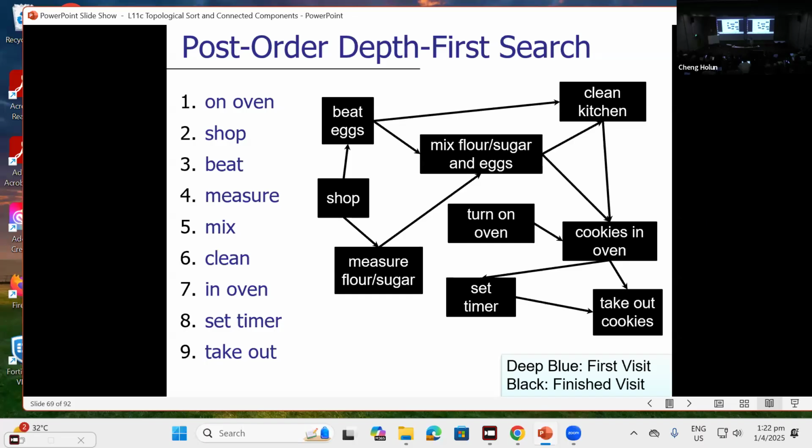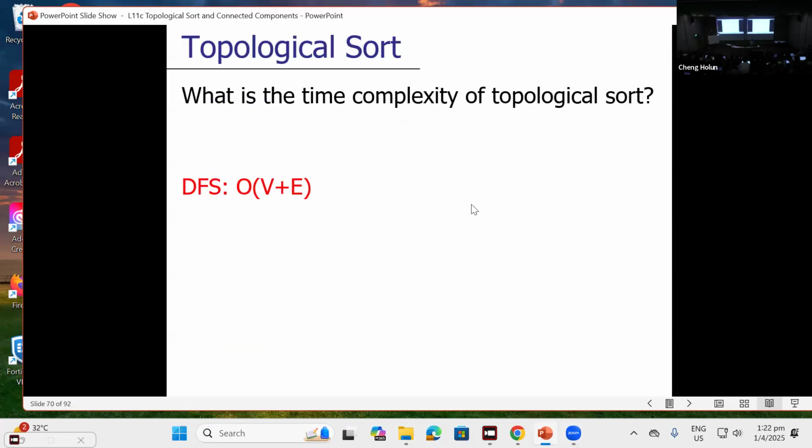Unless, let's say, maybe I want to add one more edge here to make it safe. So I must finish shopping before I turn on the oven. Then you create another order. Then you can actually do that. So this is called post-order depth search. The time complexity is just that of depth search, so it's V plus E.